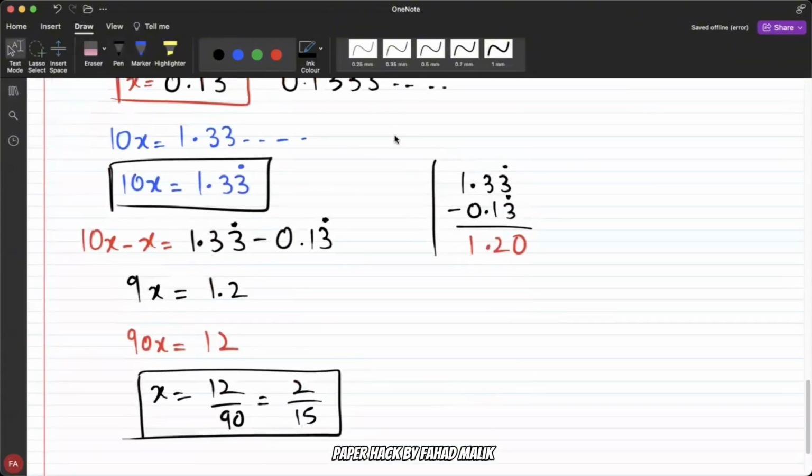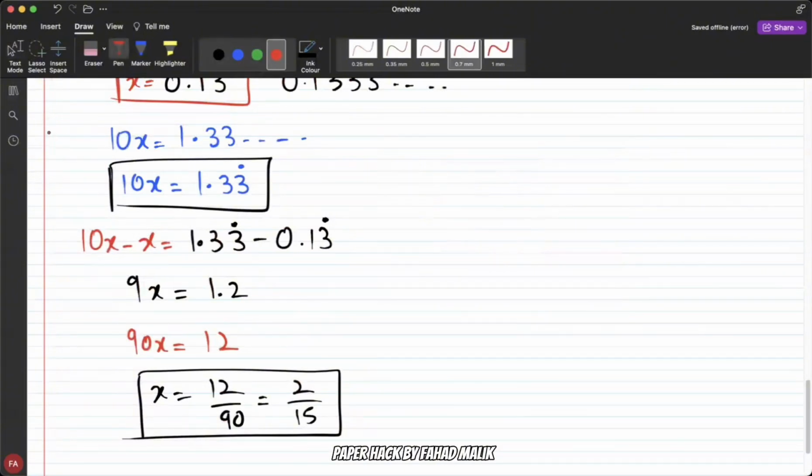This is, again, I would say method 1 of solving this. Am I a big fan of this?